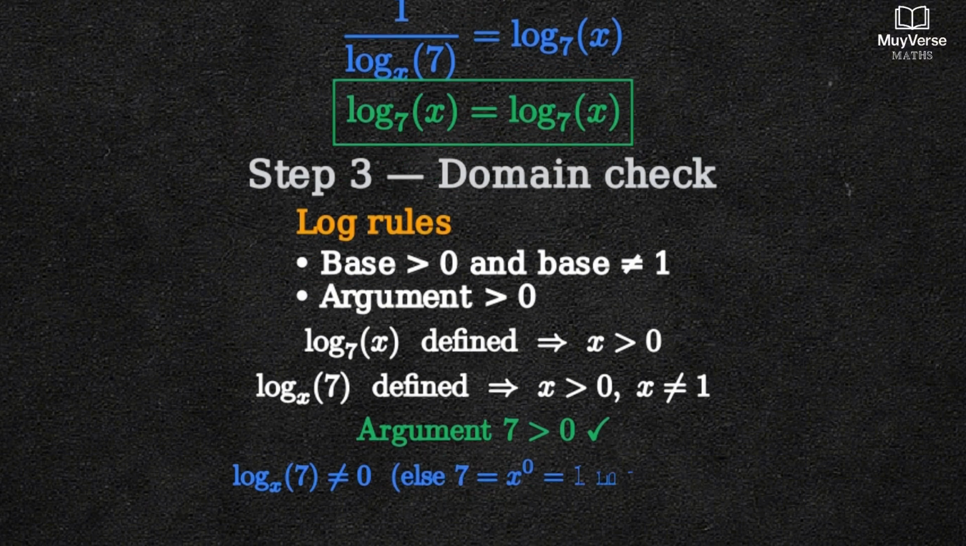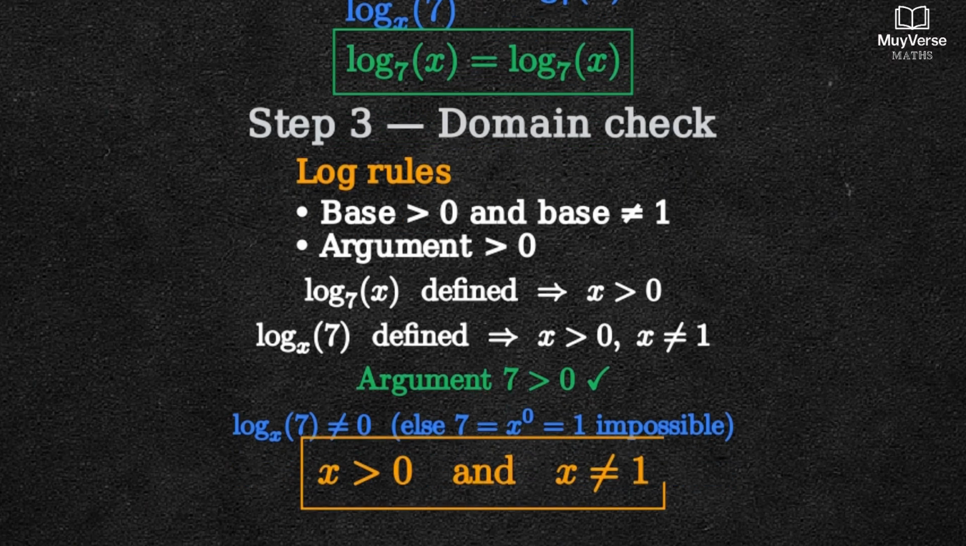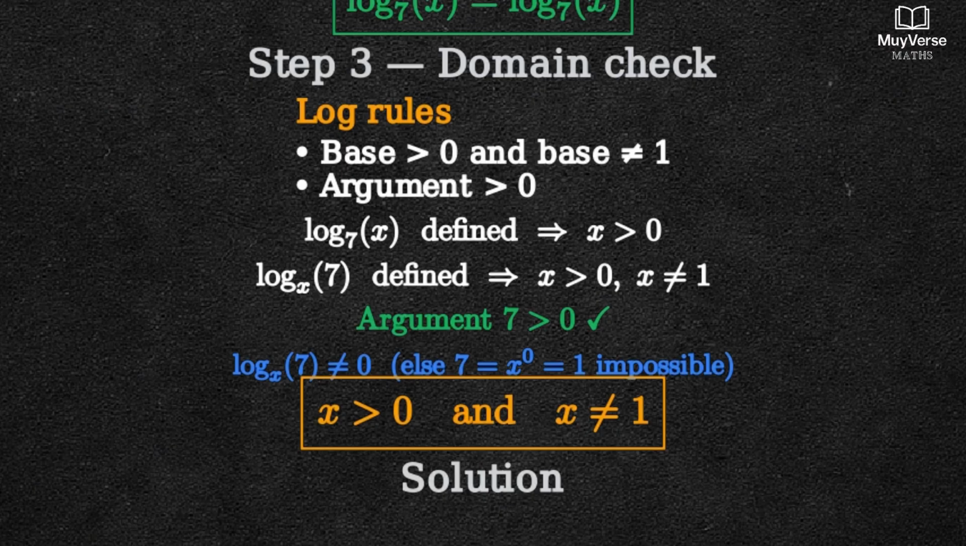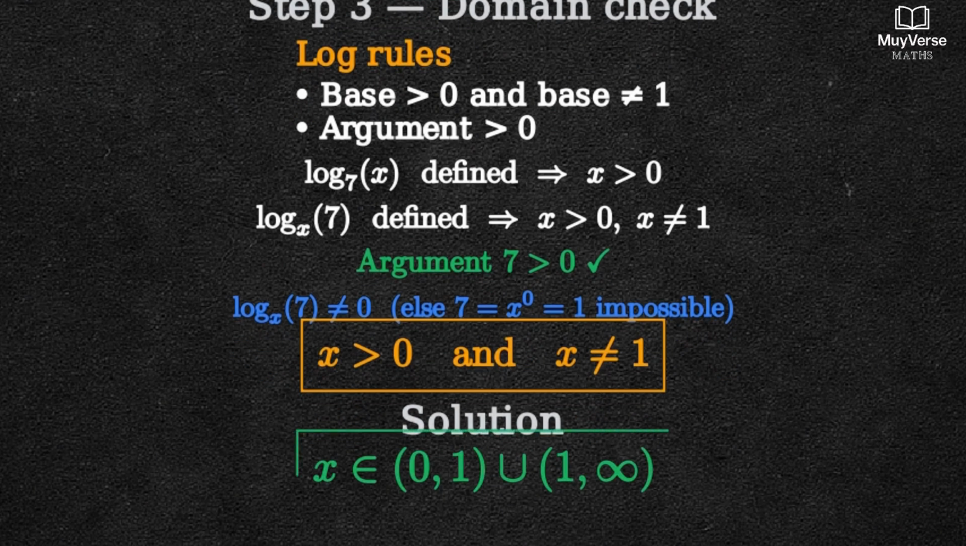Also, the denominator itself cannot be 0. Log base x of 7 equals 0 would mean 7 equals x to the 0 equals 1, which is impossible, so the denominator is never 0. Combining all conditions, x must be positive and x cannot be 1. Therefore, the complete solution set is all positive x except 1. In interval notation, open 0 to 1 union 1 to infinity.